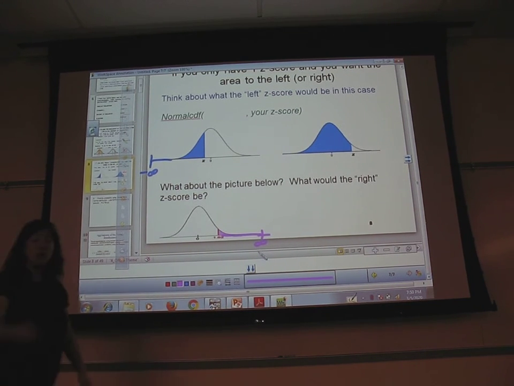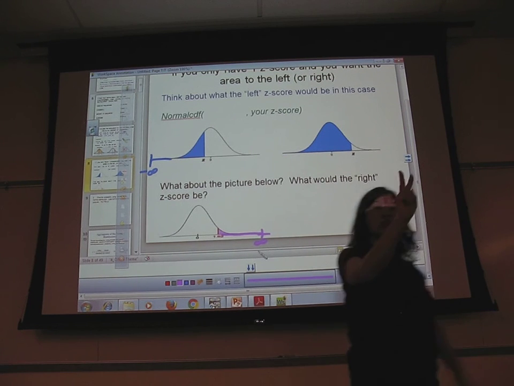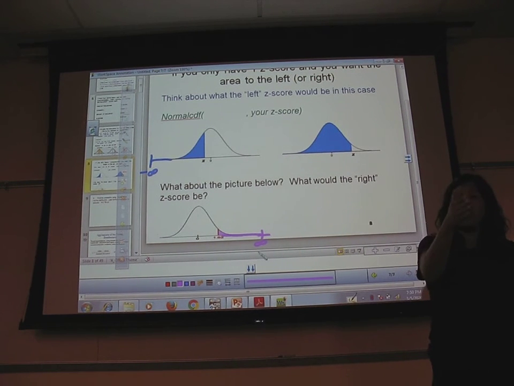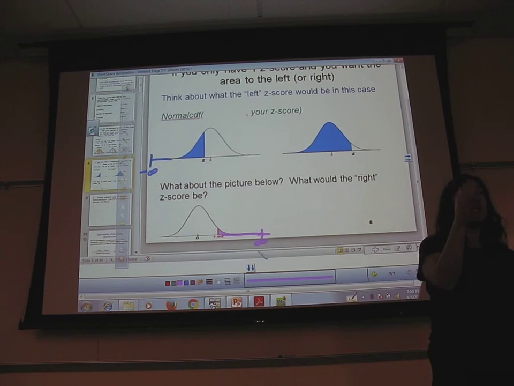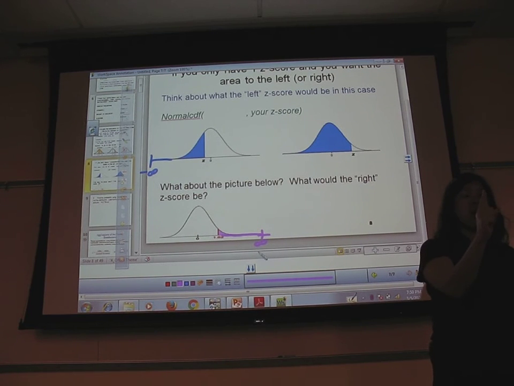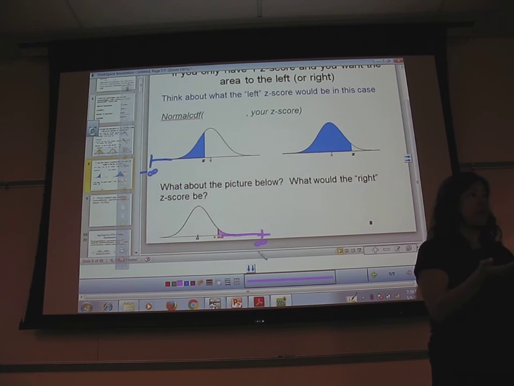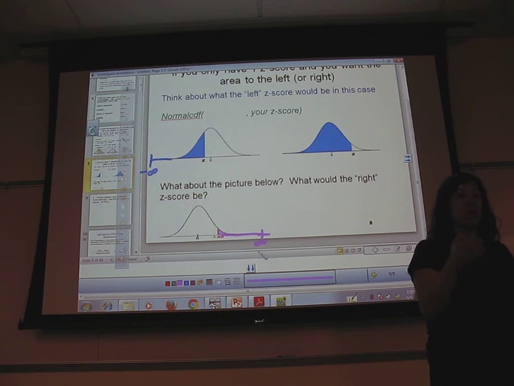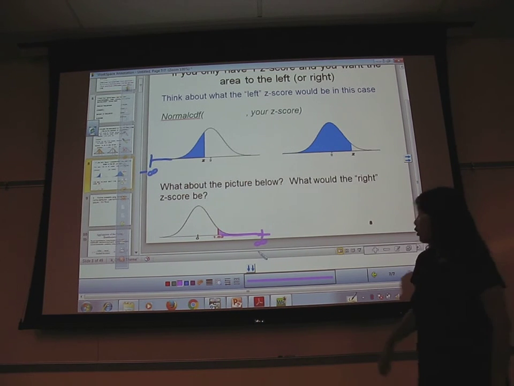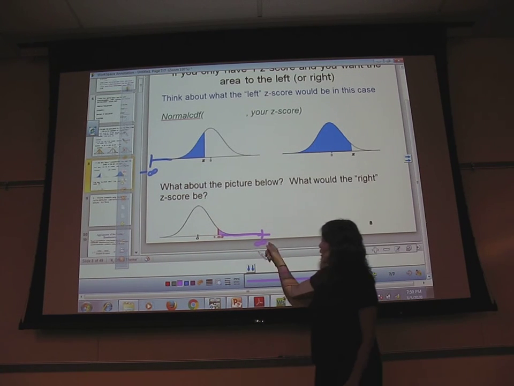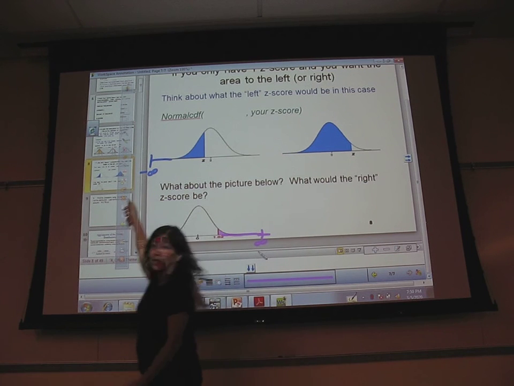So either I give you 2 z-scores and you find the area between them, or I give you 1 z-score and you find the area below it or above it, using normal CDF. Because with normal CDF, you always have to feed it 2 things. Either you feed it the 2 z-scores, or this z-score to infinity, or that z-score to negative infinity.